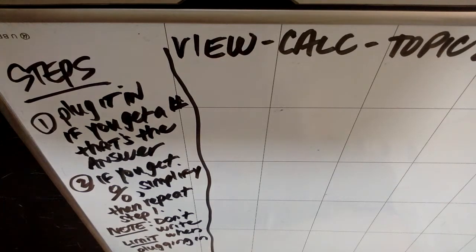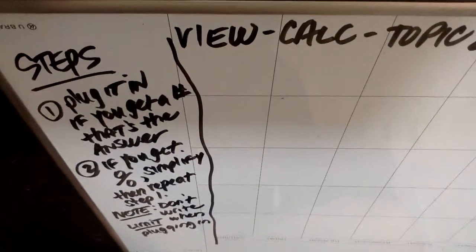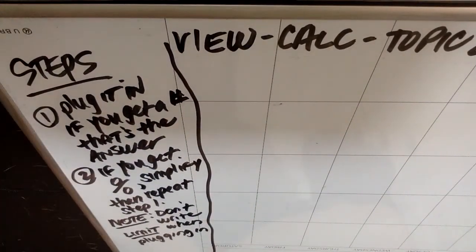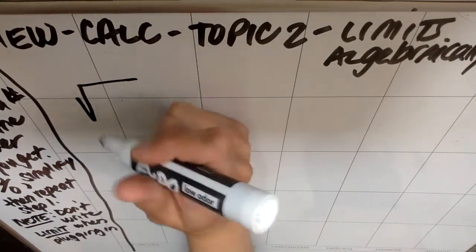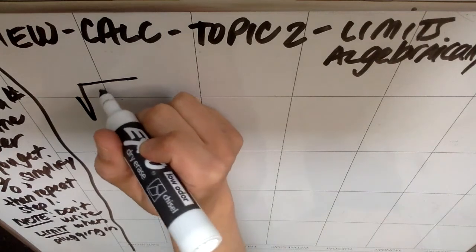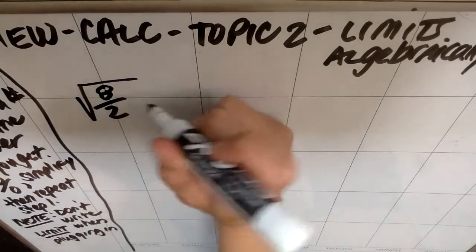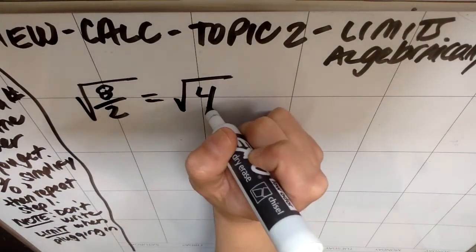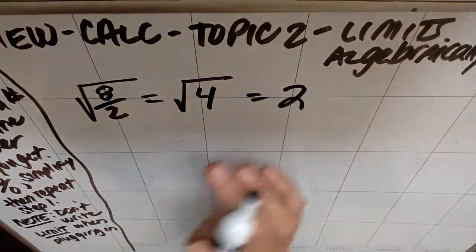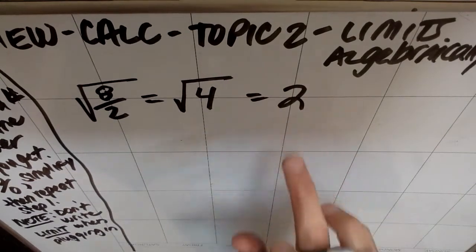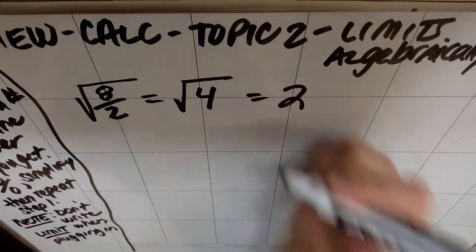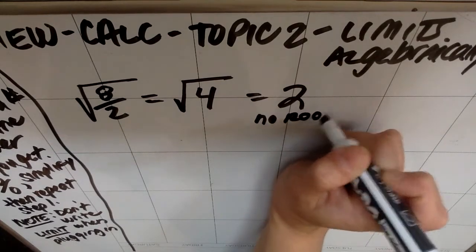So a little note here, and it also says this in your packet, when you plug into a limit, you stop writing limit. So I want to give you kind of an analogy of what I mean by that. For example, if I asked you what's the square root of 8 over 2, you would probably simplify that to the square root of 4, and then you turn it into a 2. Notice how in these steps I had a square root, but then when I used the square root, I stopped writing it, and boom, I got a 2. See how there's no root here because I did the square root, so I stopped using it.